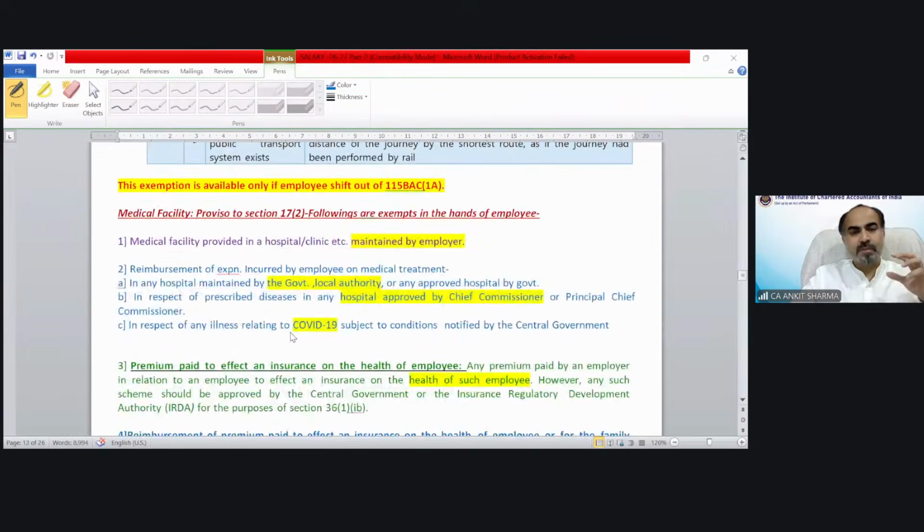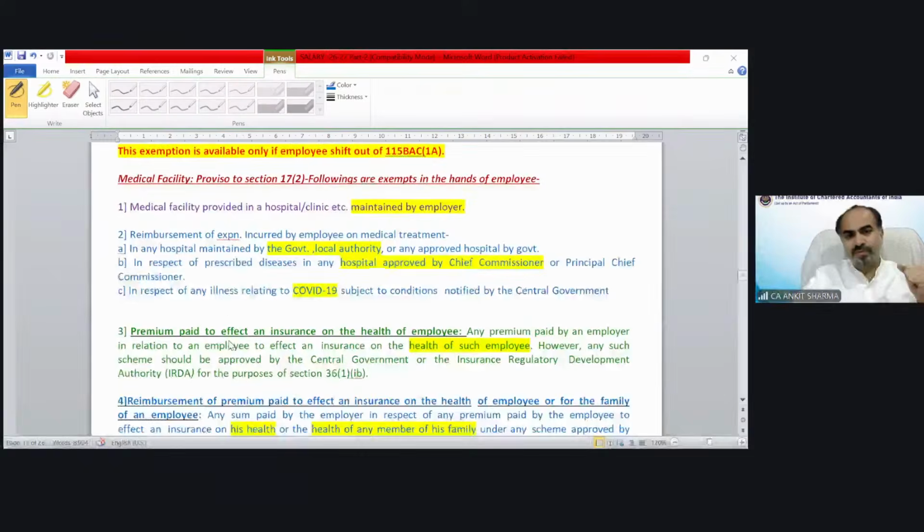So that was the provision of LTC exemption. Now we are moving to medical facility perquisite exemption. So under income tax, whenever there is a situation regarding your health or life, whenever we talk about health and life, there would be benefit, there would be exemptions.